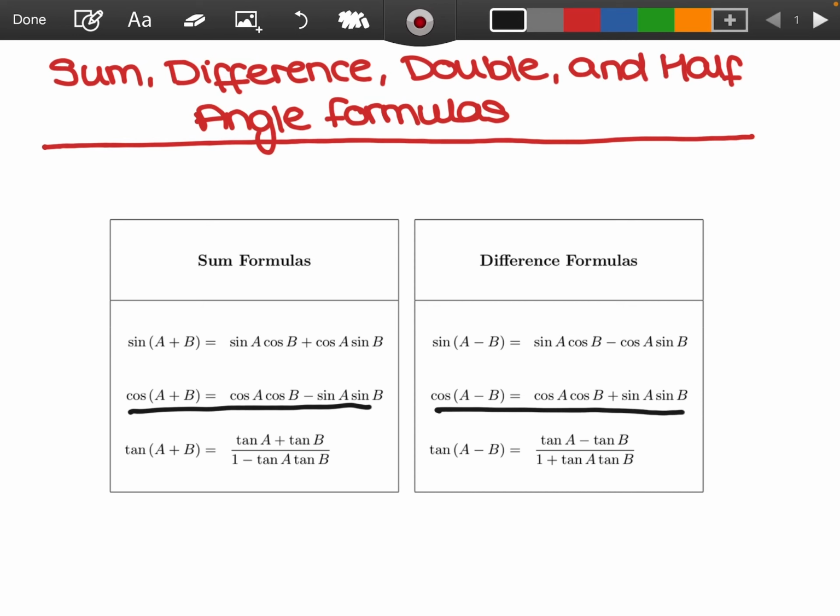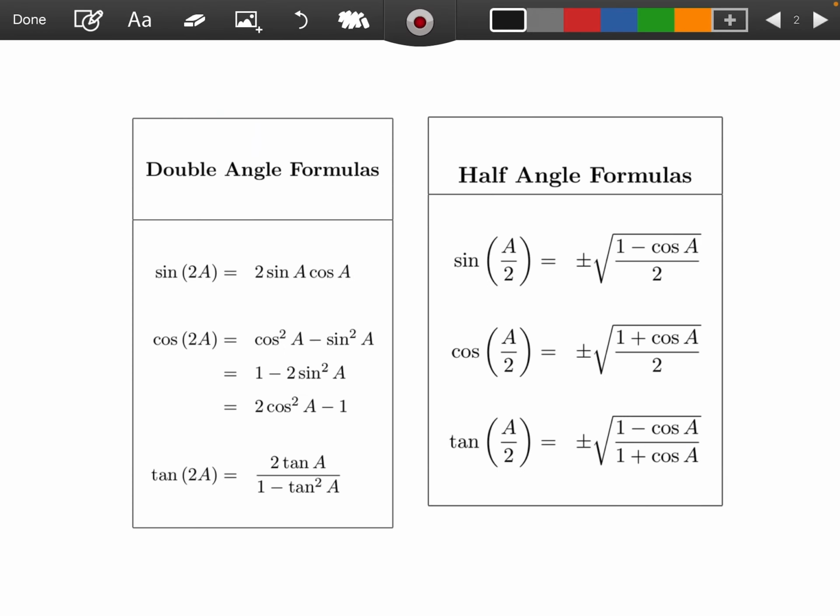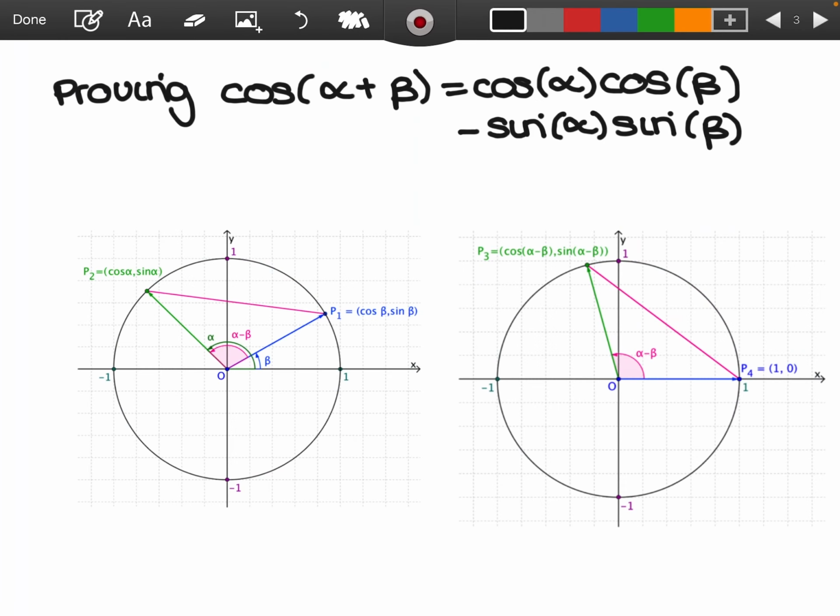And then the tan formulas are found by just taking sine of A plus B divided by cosine of A plus B. So it's found by taking this formula divided by this formula and then just doing some manipulation with division. Okay, so you take that fraction of the two different formulas and then you're just going to do some manipulation. But that one's not difficult to actually derive. But we are going to look at these cosine formulas. I will come back to the double and half angle formulas in a bit.